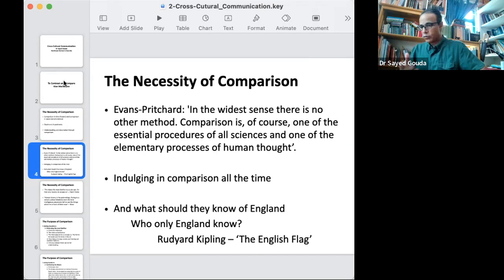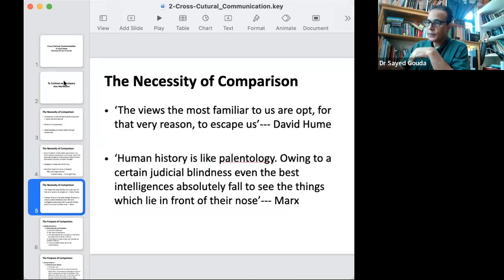And I would quote also Rudyard Kipling here in his poem, "The English Flag." He said, "And what should they know of England who only England know?" That means those who only know about England, if they know only this, they don't know England itself. They don't know their country itself. So we do not know our culture unless we compare it to or with another culture.